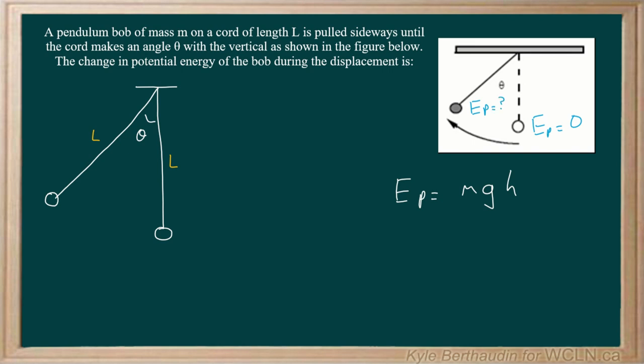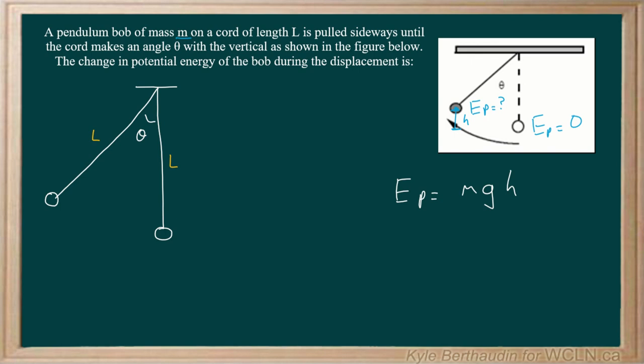Now, to know what that potential energy is, we need to know the mass. Well, we're told it's just got a mass m, so we have that. But we also need to know its height, at least relative to the lowest position of the bob. So the height is going to be this distance here. So we have our potential energy equation. We need to find height, and then we've solved it.